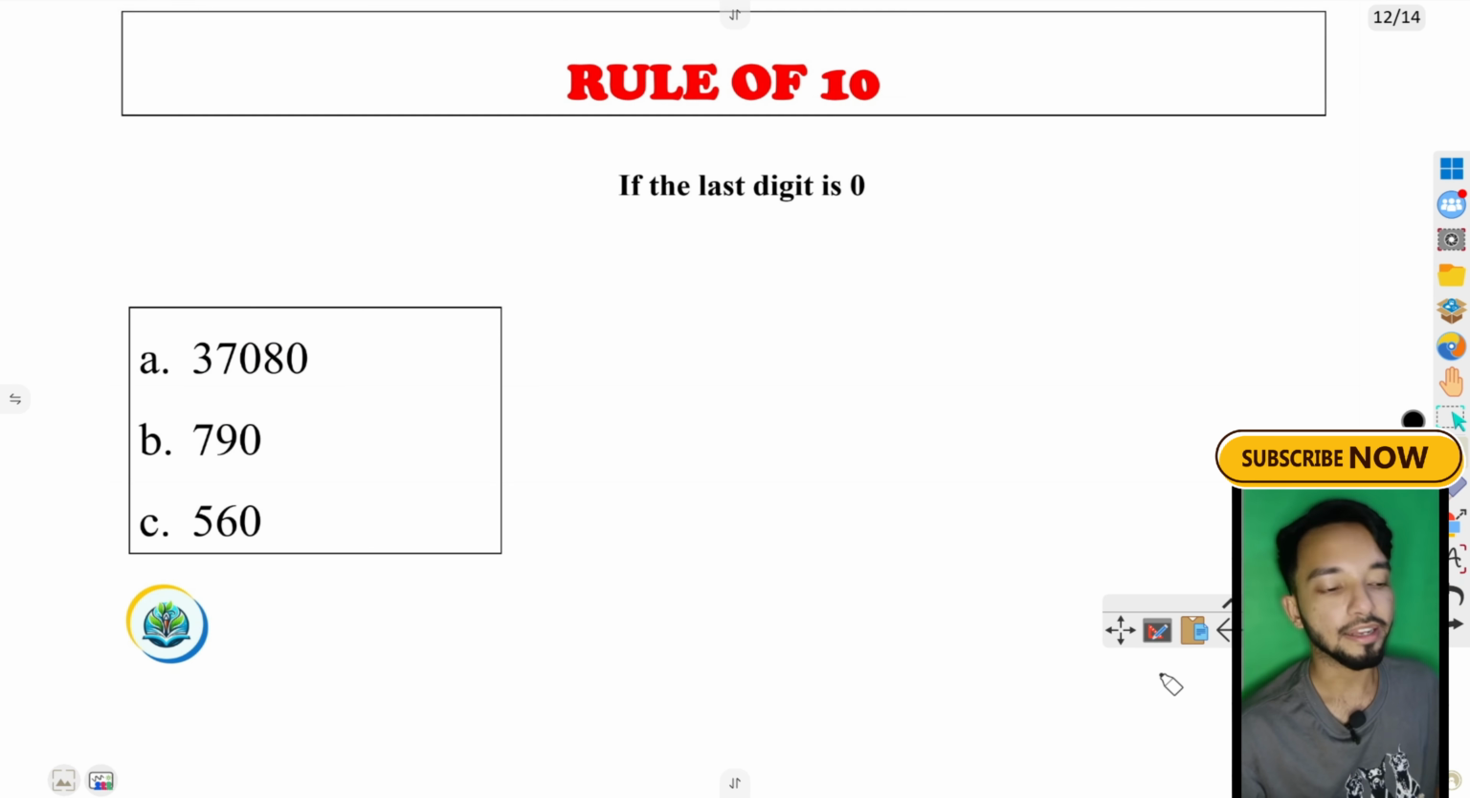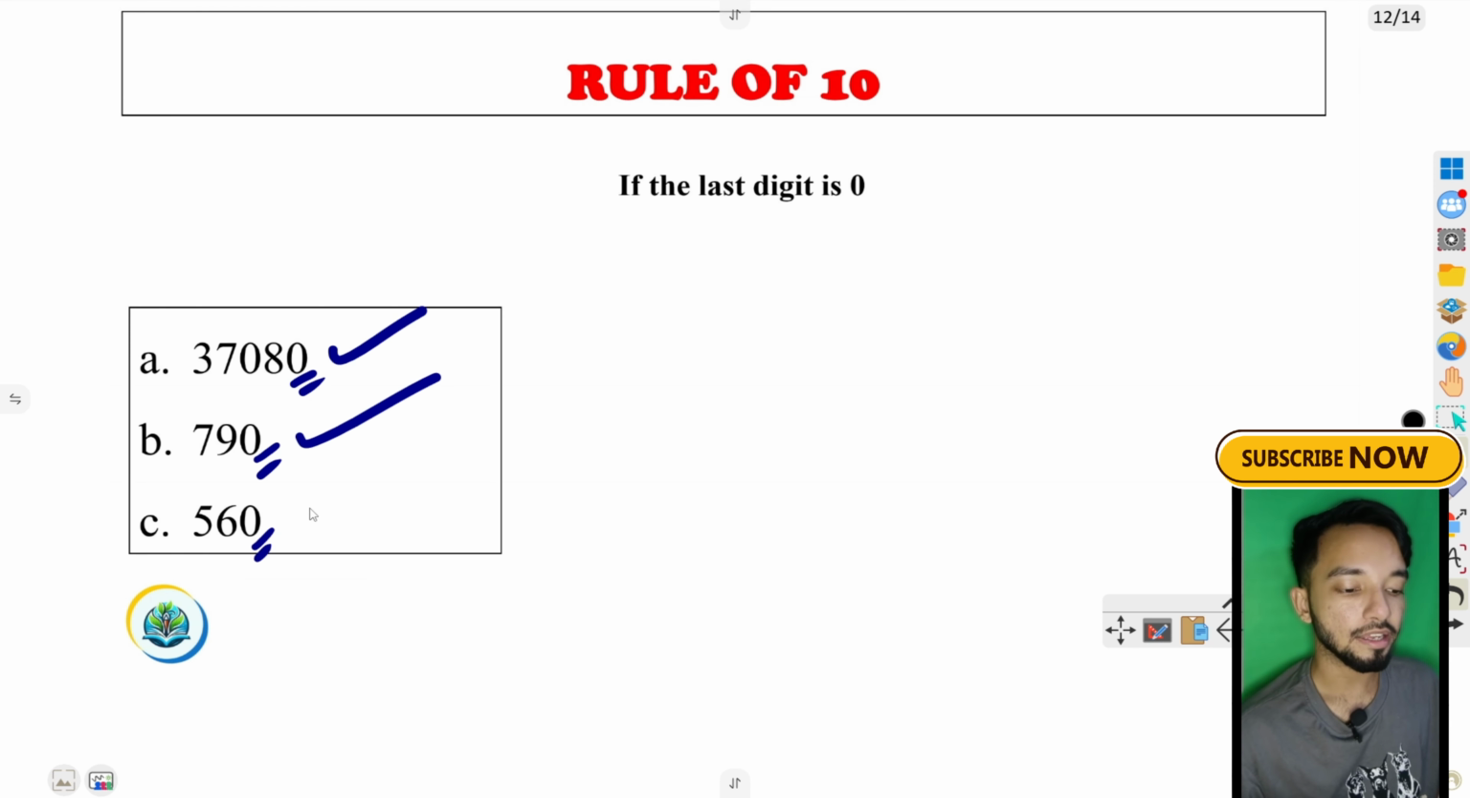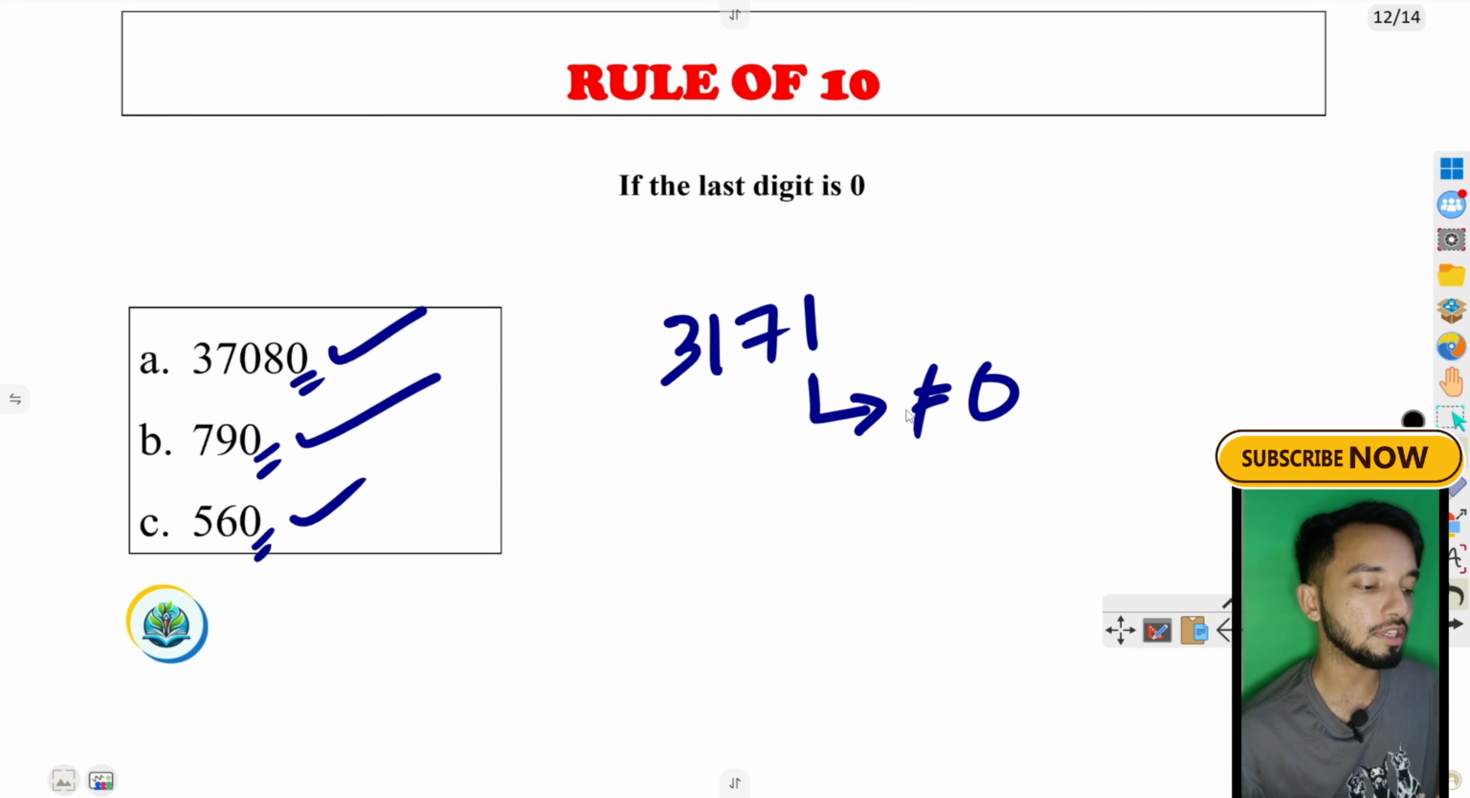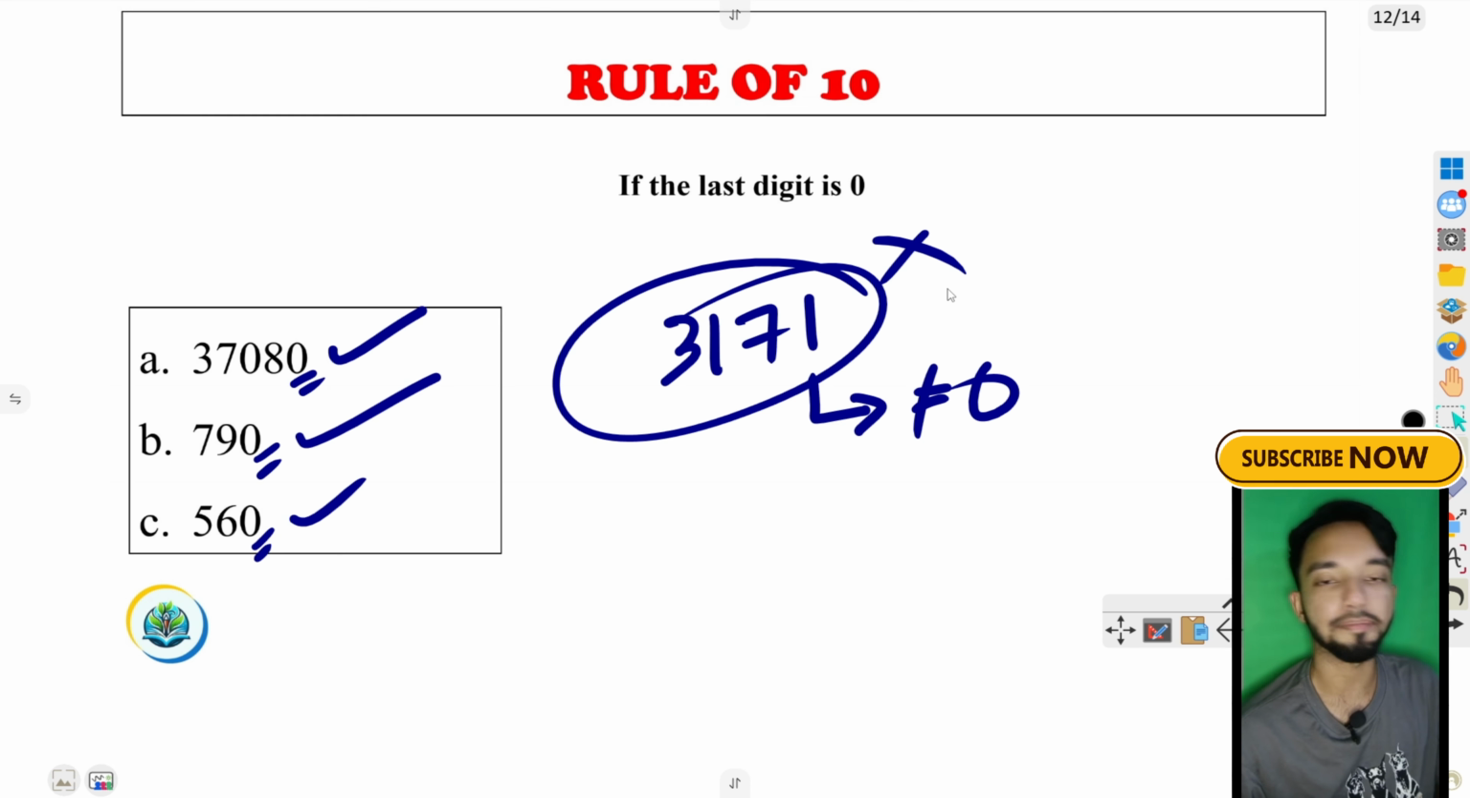That is the rule of 10. Very simple. The rule of 10 is the easiest one. If the last digit is 0, that means the number is divisible by 10. Here the last digit is 0, so this is divisible by 10. Here also the last digit is 0, so it's divisible by 10. Here also the last digit is equal to 0, so it's divisible by 10. What about this one, 3171? The last digit is not equal to 0, so this number is not divisible by 10.